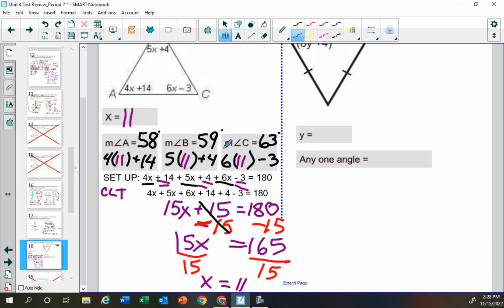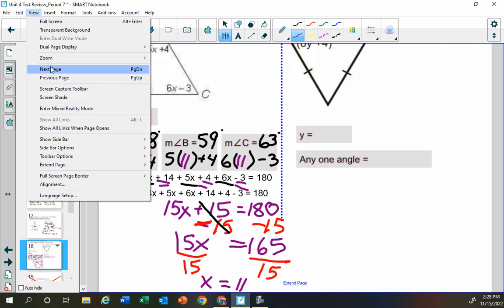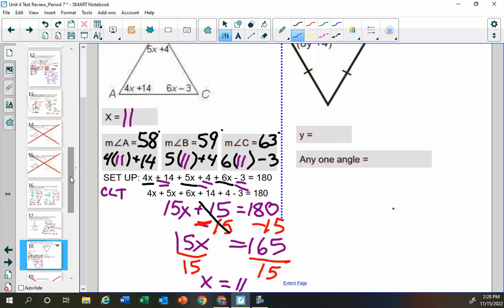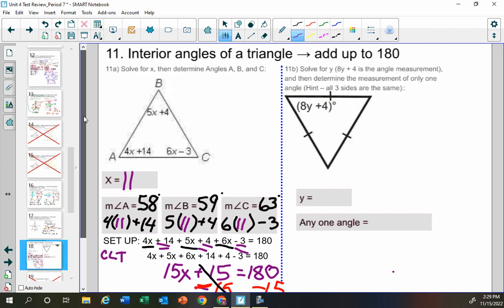Questions on this one? All right. Now, the one on the other side of this problem, I'm going to show you a very easy way to do that problem. Okay. Any other questions on 11A? Any other questions on 11A?